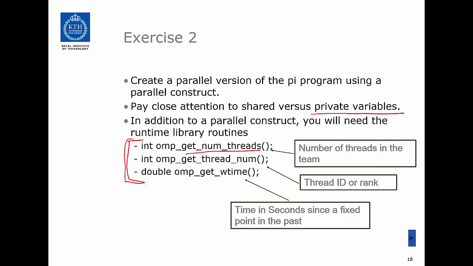Get num threads will tell you how many threads you have in the team. Get thread num will tell the thread ID of the currently running thread, and omp_get_wtime gets the wall clock time in seconds. So you call this twice and then take the difference to find out. Now go to your computer, write this program, and then come back later to find out what you can do better.